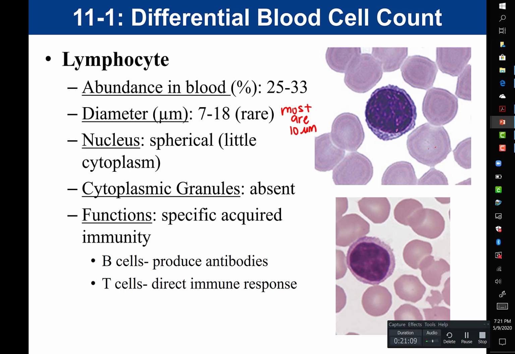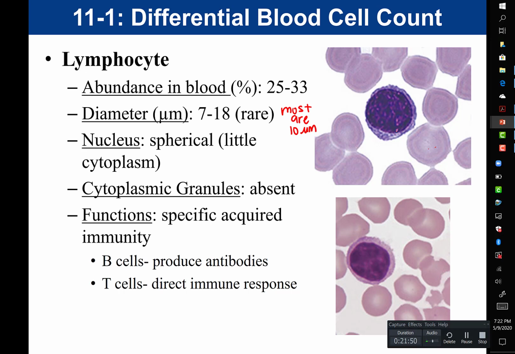And so within the lymphocytes, we have B cells and T cells. B cells produce antibodies. That's their job. T cells do something a little bit different. They're used to direct an immune response. T helper cells, for example, are the commanders of the army. They're the white blood cells that direct the rest of your specific acquired immunity. They help direct your immune system and tell it what to do. So B cells make antibodies, T cells direct the immune response.